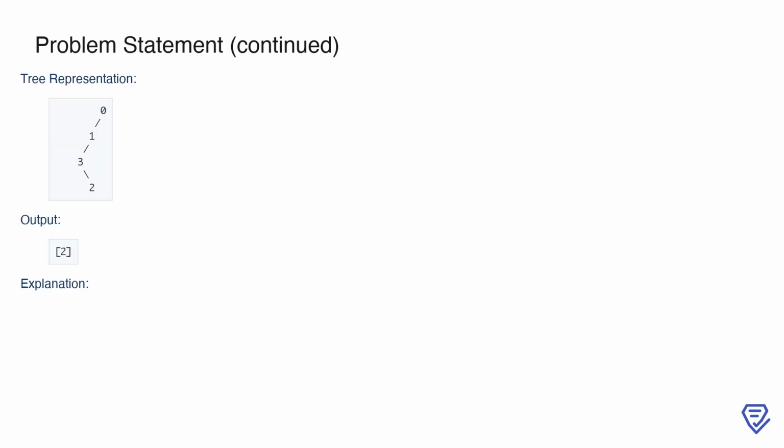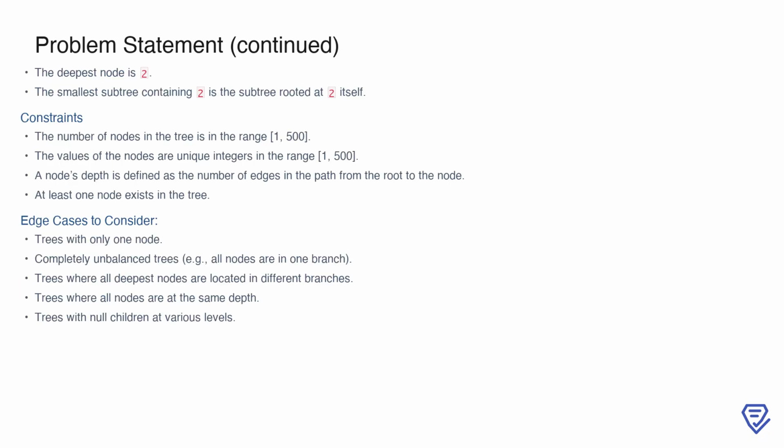Now consider a slightly more complex scenario with the input root equals 0, 1, null, 3, null, null, 2. The tree structure here is unbalanced, and it looks like this. Node 0 is the root, with 1 as its left child. Node 1 has its own left child, 3, which in turn has a right child, 2. Notice how the tree leans to the left, with the deepest node being node 2. In this case, the output is 2. Since the deepest node in the tree is node 2, the smallest subtree containing it is simply the subtree rooted at node 2 itself.